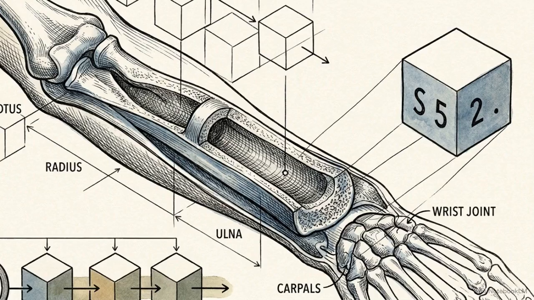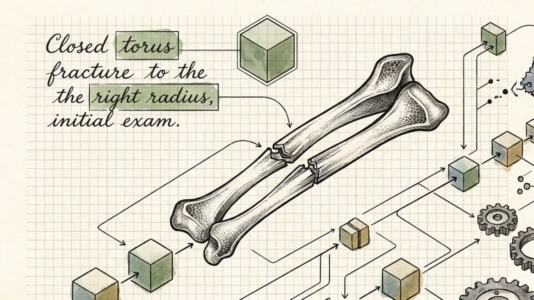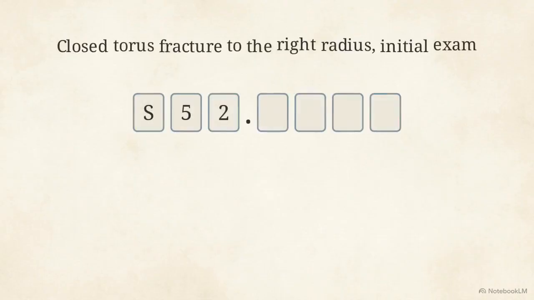These first 3 characters, S, 5, 2, point, have successfully anchored the hospital's claim to a specific quadrant of the patient's body, but on their own, they lack the detail necessary to trigger full reimbursement. To complete the code, characters 4 through 6 require us to extract the finest pathological details from the physician's writing. We isolate the word torus. The specific bone buckling translates to the number 5. The right radius dictates the number 2.